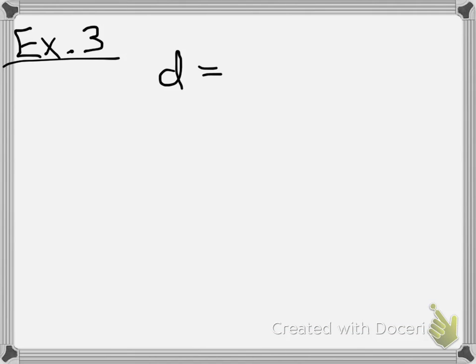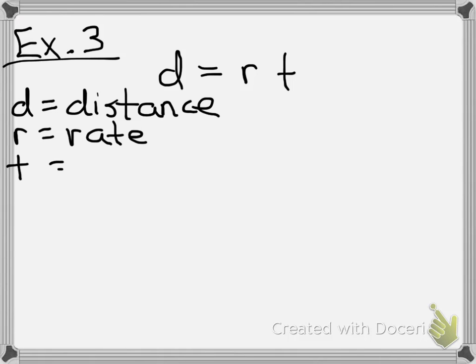In example 3 now, we're studying the distance formula, okay? So you do need to memorize this formula. It's d equals rt, and that stands for distance equals rate times time. Remember, anytime you see variables together, or a variable and a number together with no sign in between, that tells me multiplication. Now, we've talked in past lessons about the fact that when we choose variables, they are practical. So D would stand for distance, R would stand for rate, and T would stand for time.